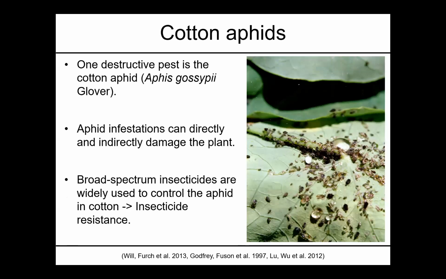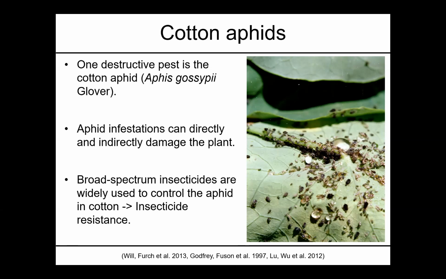So the first organism that I'm going to talk about is the cotton aphids. And the cotton aphids or the melon aphids, it's one of the most destructive pests in cotton, and it's widespread around the world with a broad range of host plants and can cause serious economic losses in cotton, mainly because of its rapid life cycle and asexual reproduction that enable them to reach huge populations in that short period of time. The aphid infestations in cotton can directly or indirectly damage the plant.